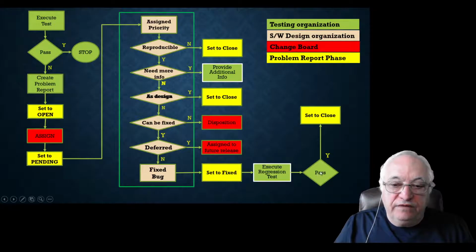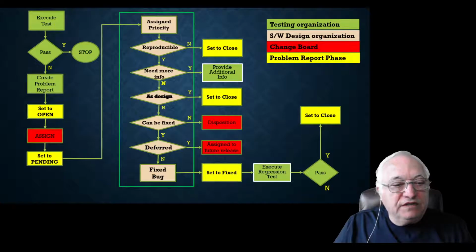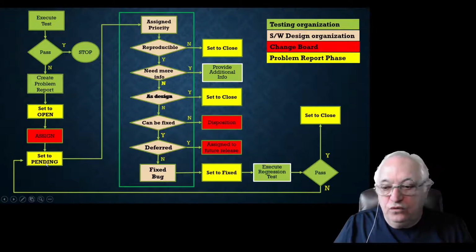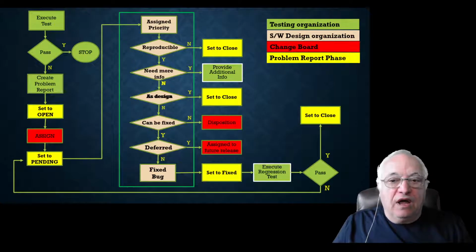Now, if the regression test fails, they thought they fixed it, but they actually haven't fixed it. The test organization ran the test and no, you did not fix it. Then the case is no, and it gets set again to pending. I hope so far you've got an idea of how important it is to get the problem reported correctly into a database, because that's used by management to gauge how your project is coming along.